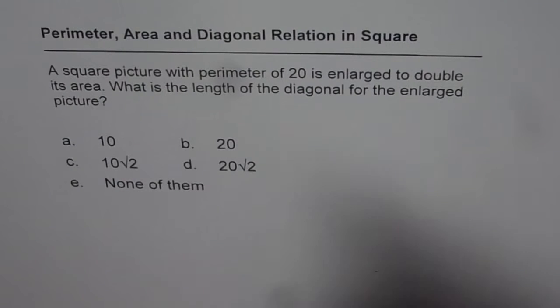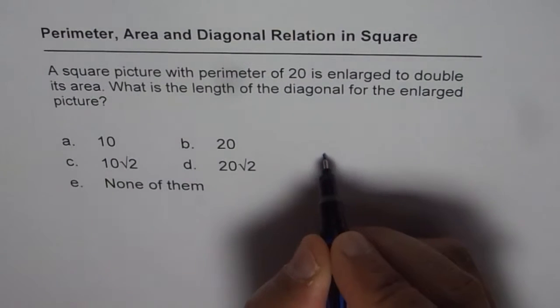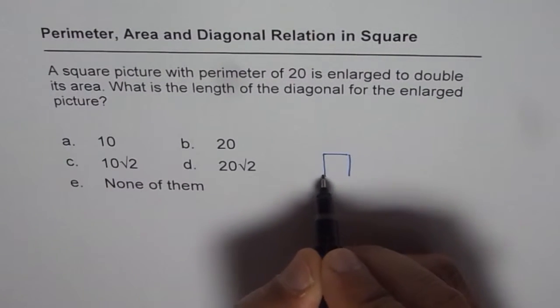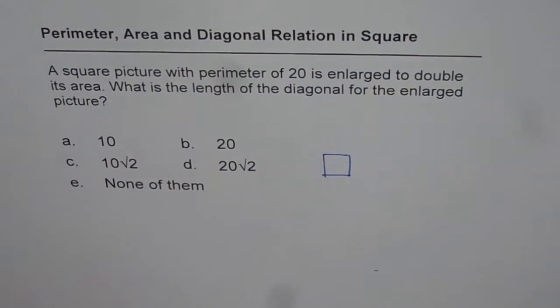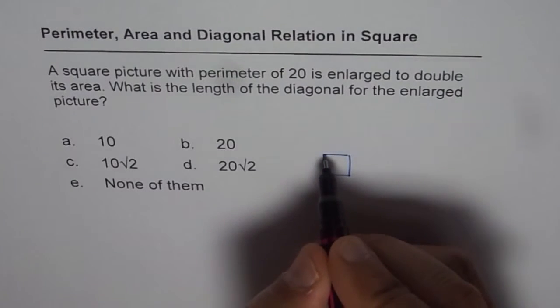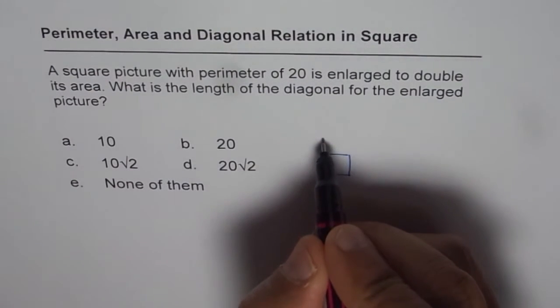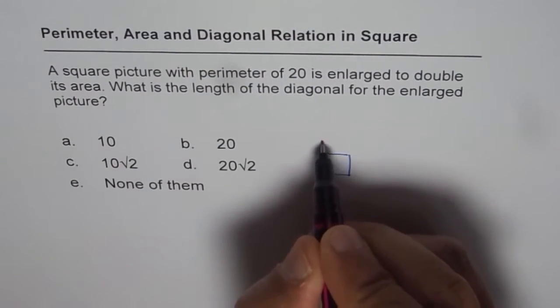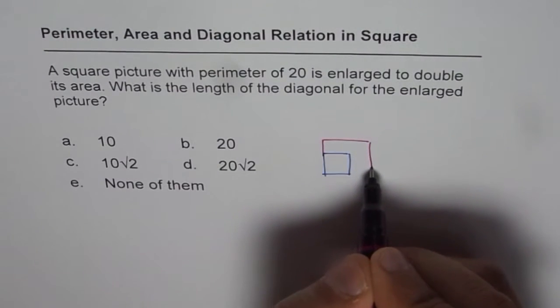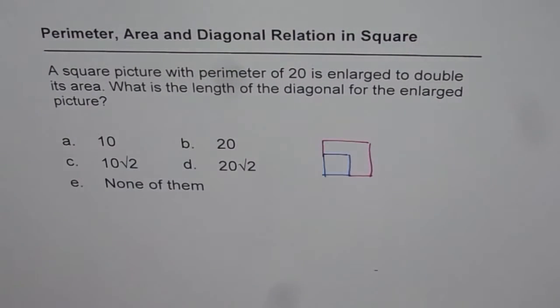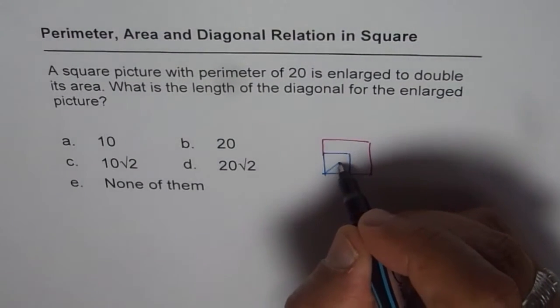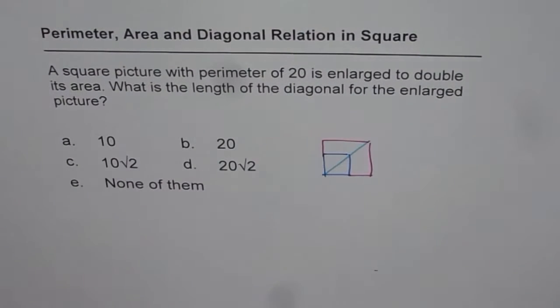So think like this. We have a square picture, right? And now we enlarge it so that its area is doubled. So if the area is doubled, let's say kind of like this, right? Then what we need to find is the diagonal of the enlarged picture. So we need to find this diagonal. That is the question, right? So I'd like you to pause the video, answer, and then see my suggestion.